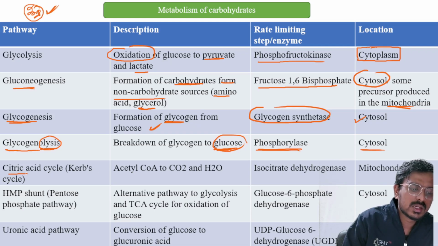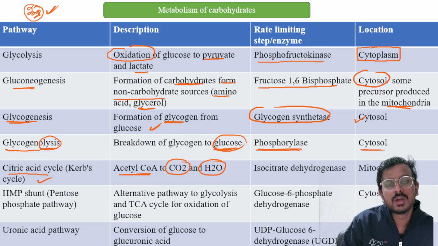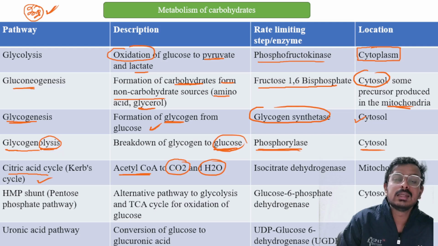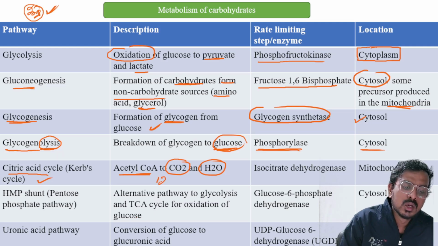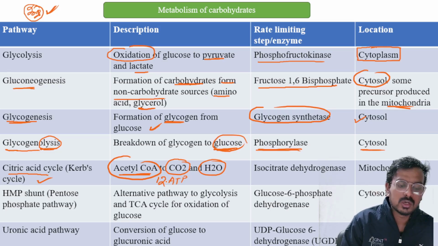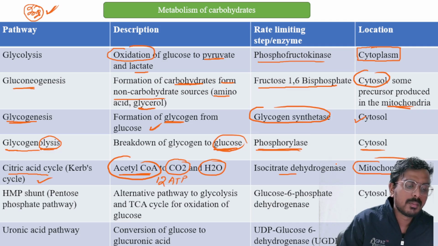Next is the citric acid cycle or Krebs cycle. What happens is that acetyl coenzyme A is converted to carbon dioxide and water with the production of energy. A question can be asked: how many ATP can be produced from one TCA cycle? From one acetyl coenzyme A, when one TCA cycle is carried out, a total of 12 ATP is produced. Isocitrate dehydrogenase is the rate limiting enzyme and it is carried out inside the mitochondria.